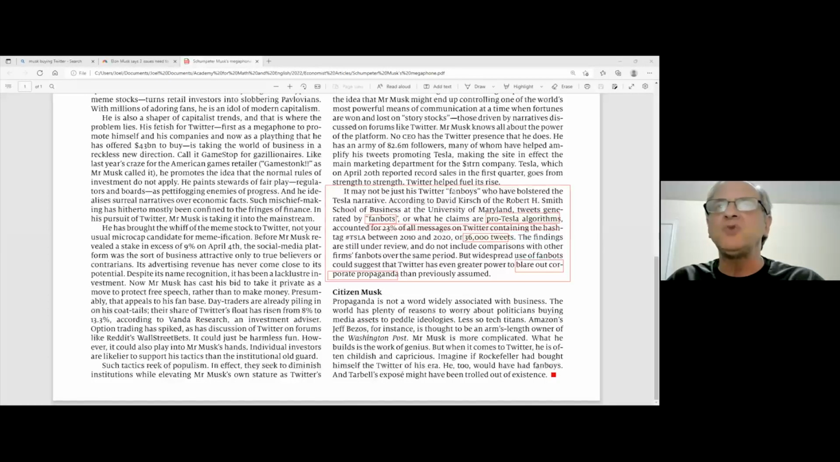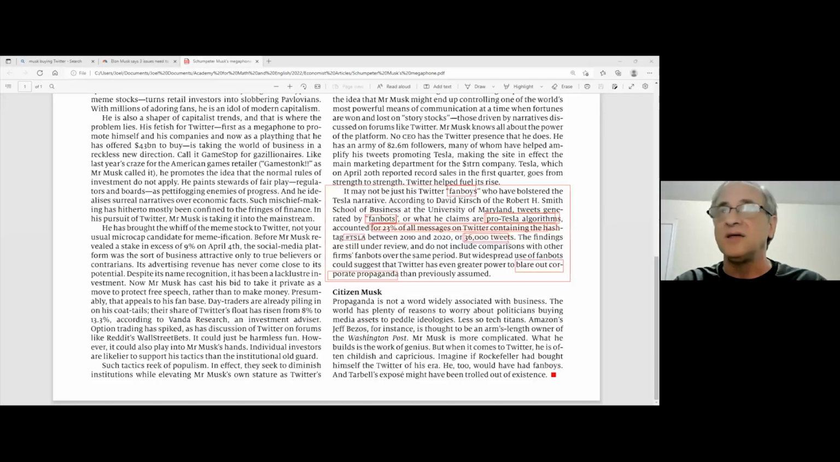Okay, so it might not just be Twitter fanboys who have bolstered the narrative. Okay, so what they've got here is fan bots. So a fan bot is like a robotic tweet. So often what happens with tweets is they're not real people, they're fan bots. So maybe you get a tweet to say, buy Tesla. Maybe that's just an automatic robotic tweet. So we're not sure how many of the tweets are robotic. A lot of them probably are pro-Tesla algorithms. So they're like robotic tweets that say, oh, buy Tesla. The estimate is that about 23% of all messages on Twitter contain the hashtag TSLA, meaning 23%, or about 1/4 of all the tweets, are pro-Tesla.